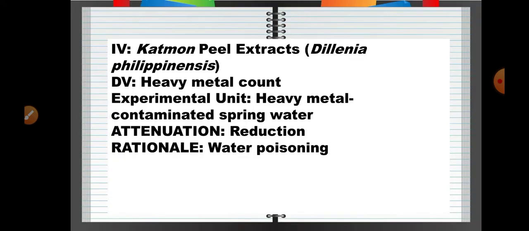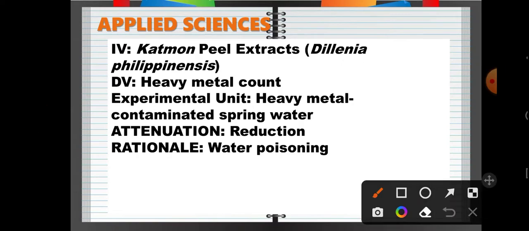Now, for applied sciences, okay, we have here Catmon peel extracts as our independent variable. Our dependent variable is the heavy metal count. Then our experimental unit is the heavy metal contaminated spring water. Attenuation is the reduction process. And then, let's say, reducing agent as the expected product for the heavy metals. Okay, and then our rationale is water poisoning, water contamination, and water pollution.